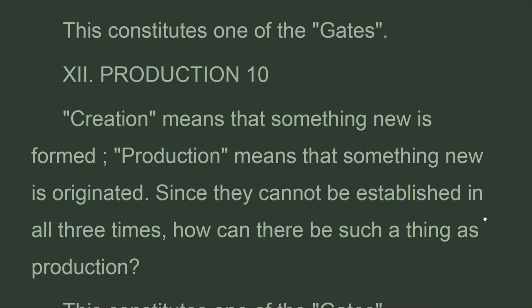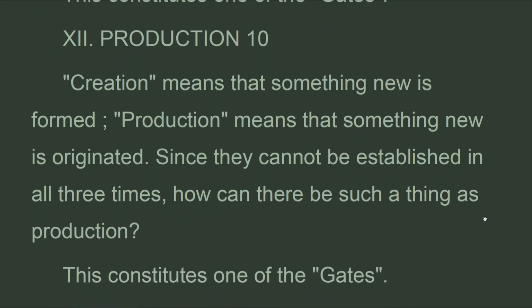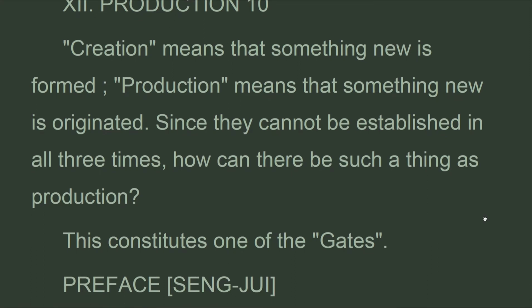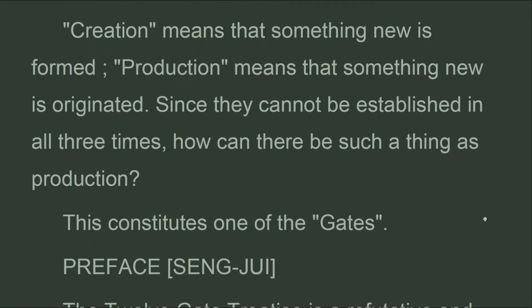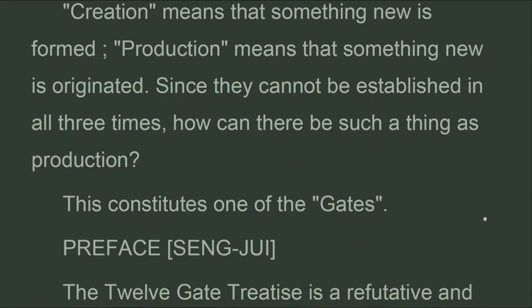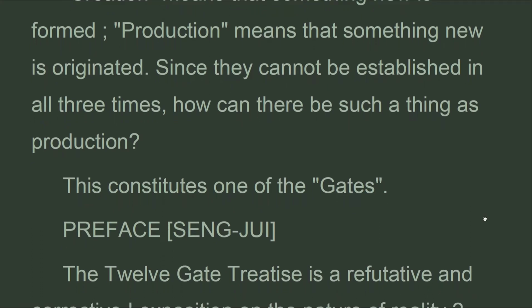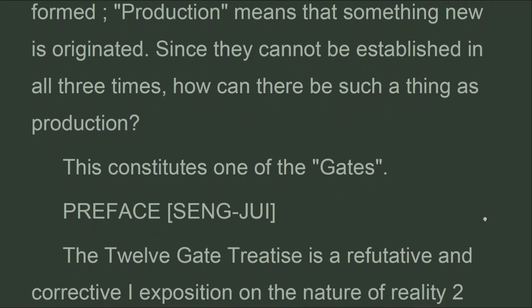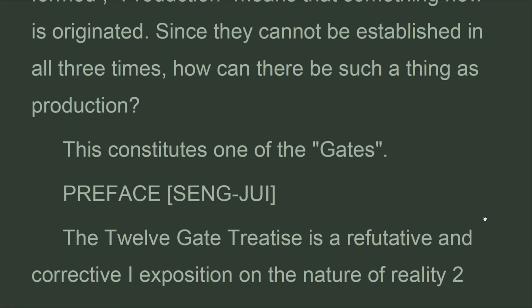12. Production. Creation means that something new is formed. Production means that something new is originated. Since they cannot be established in all 3 times, how can there be such a thing as production? This constitutes one of the gates.